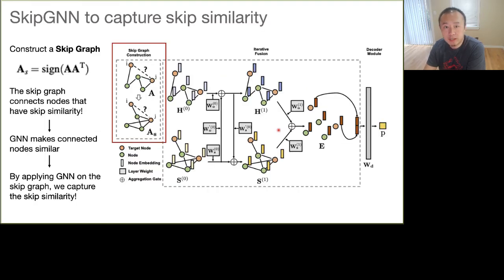So the key idea of SkipGNN is quite simple. Since we know that biological networks often have this skip similarity, that is, two-hop neighbors are important, maybe we can construct a skip graph. That is, construct another graph, with an adjacency matrix for the skip graph, A^S, that essentially models all these two-hop neighbors. Once you have the skip graph, you can again apply a graph neural network on this skip graph to learn the embeddings of the nodes, edges, and so on. That's the key idea.